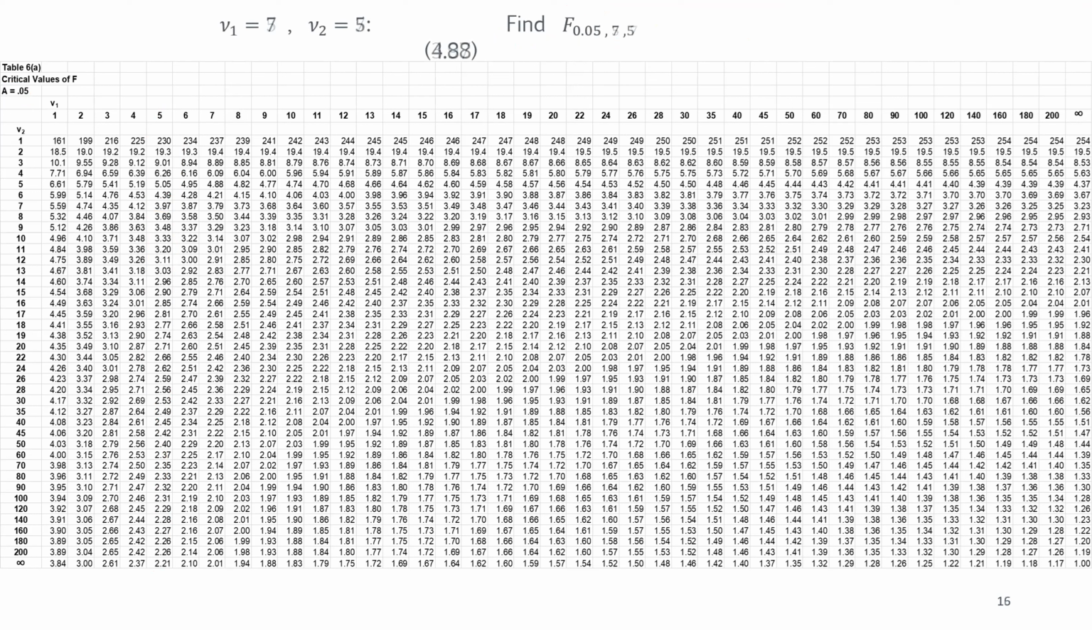Now, if I wanted to flip this around, if I did 7 first and then 5 second, our values would be different. So if we're on column 7, row 5, we get 4.88. So it is very, very important to know which values go where. So do keep that in mind.